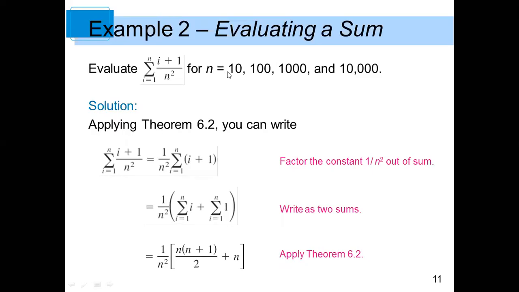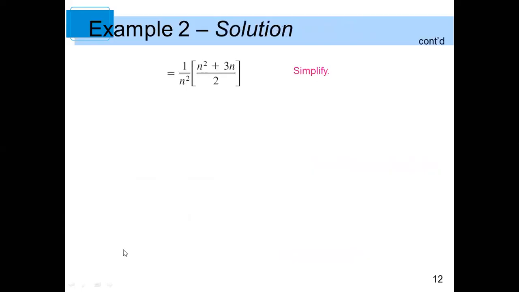Otherwise, you're going to have to plug in 1 through 10 to add those up, then plug in 1 through 100, add those up, 1 through 1,000, add those up, and 1 through 10,000, add those up. Anything above 10 is going to be a whole lot of work. So I can take this formula and simplify it.